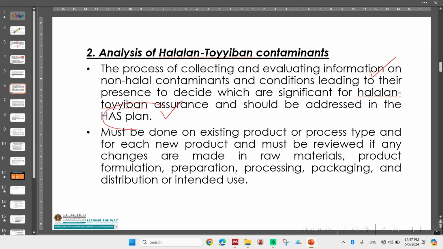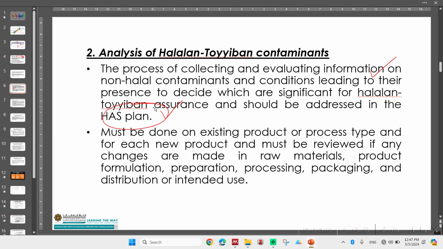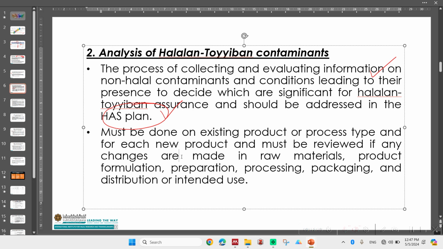Okay, so which plan are we referring to? This is referring to the halal tayyiban risk management plan. It must be done on the existing product or process type, and for each new product, it must be reviewed if any changes are made in raw materials, product formulation, preparation, processing, packaging, and distribution or intended use.